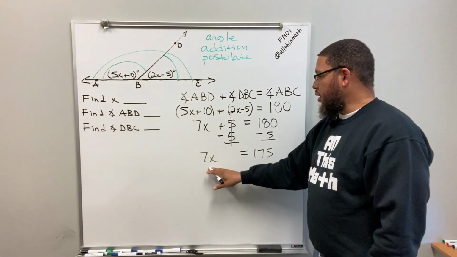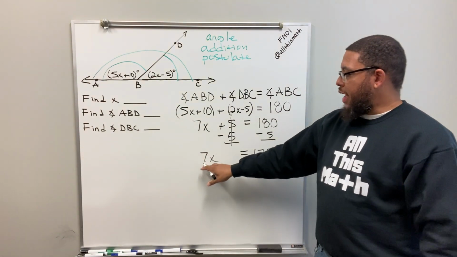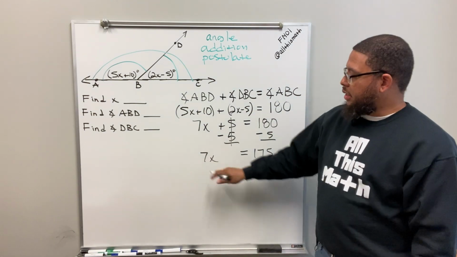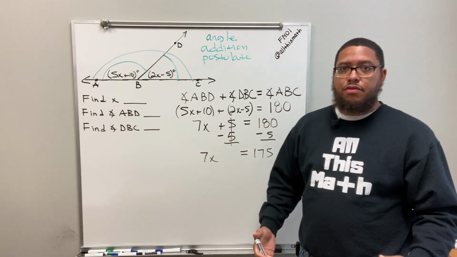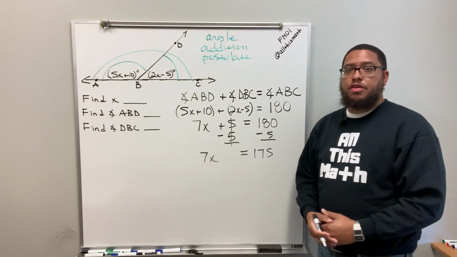Now we're close. I've got to get rid of this 7. How do we get rid of the 7? Ask yourself, what is the 7 doing right now? The 7 is involved in multiplication. 7 times x, that's multiplication. So in order to eliminate the 7, we have to do the opposite operation from what it's currently involved in. So we're going to divide by 7.